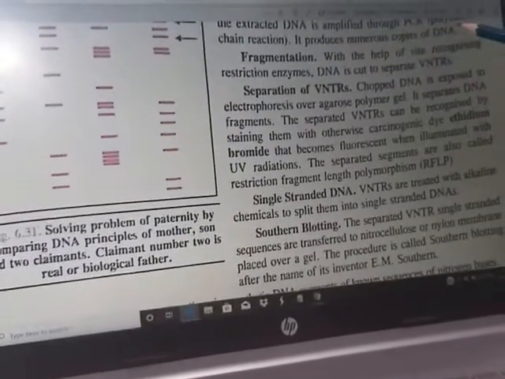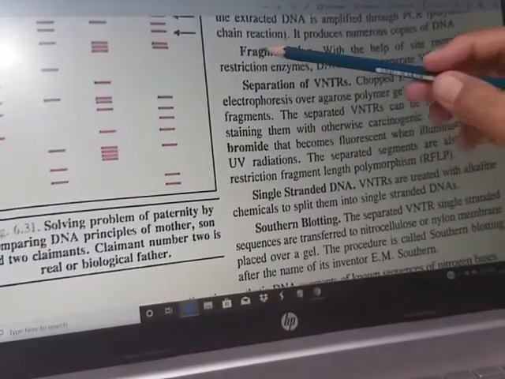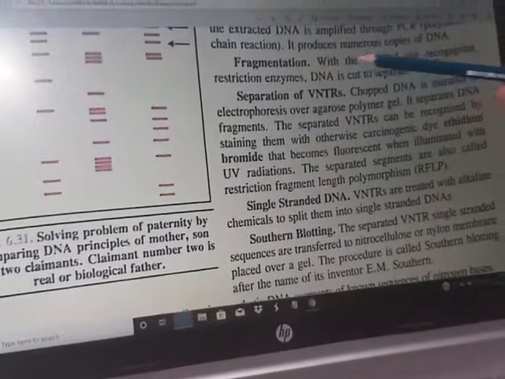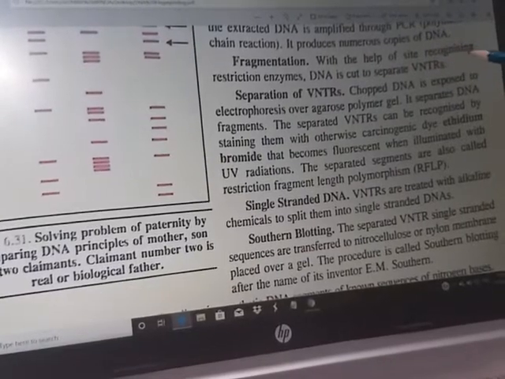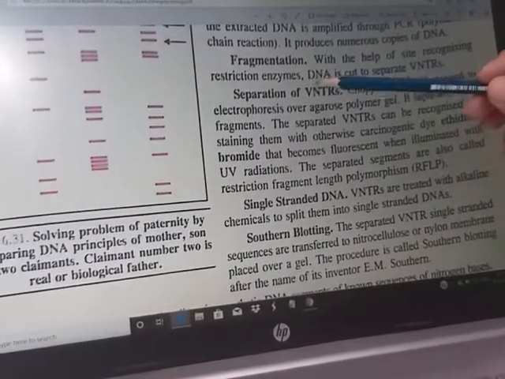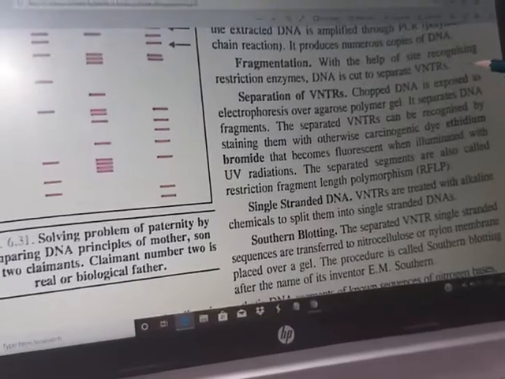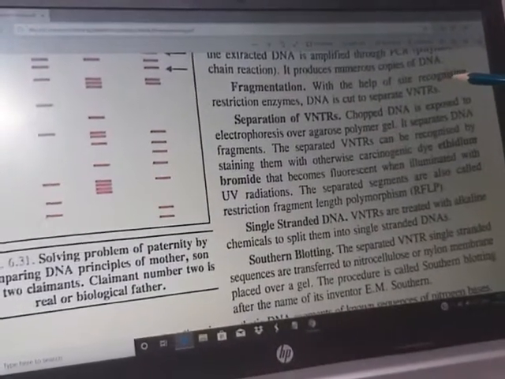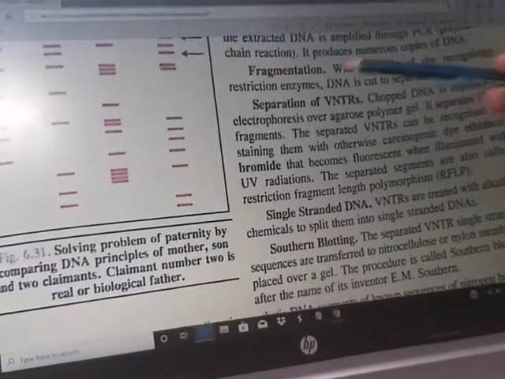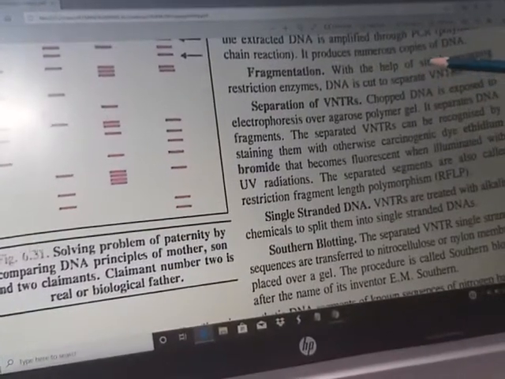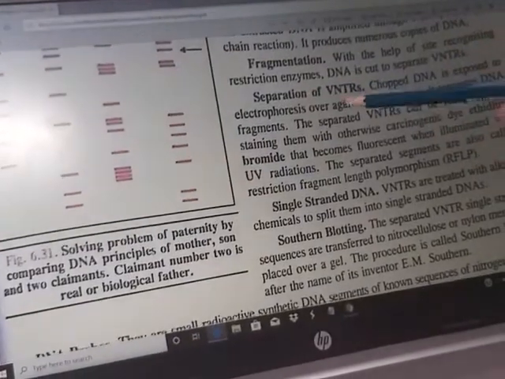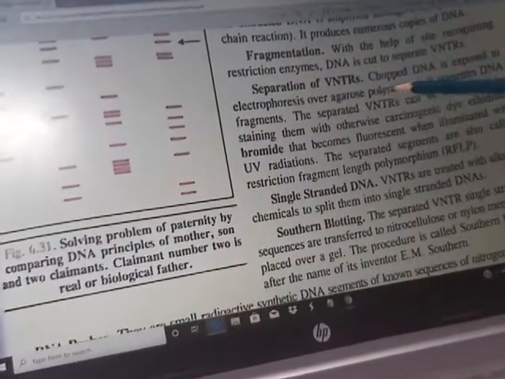Numerous copies of DNA. Next step is fragmentation, meaning cutting it into smaller segments with the help of site recognizing restriction enzymes. DNA is cut to separate VNTRs, meaning DNA can be cut into separate pieces. But what is the scissor? The scissor is an enzyme. Which enzyme? Restriction enzymes. Now we have these segments or fragments. Now how to separate these fragments?